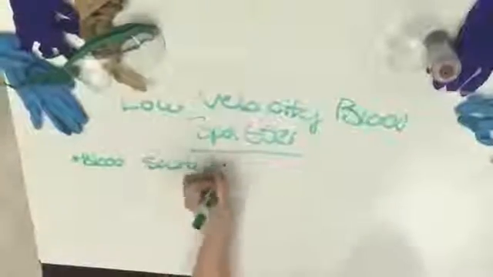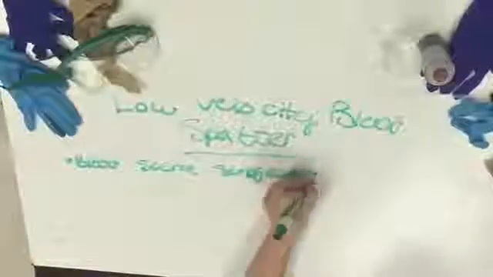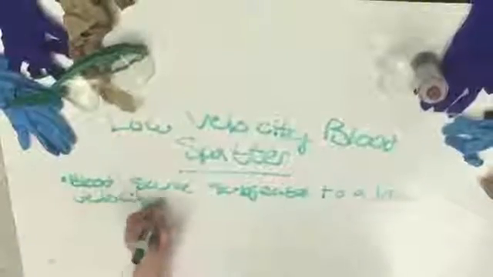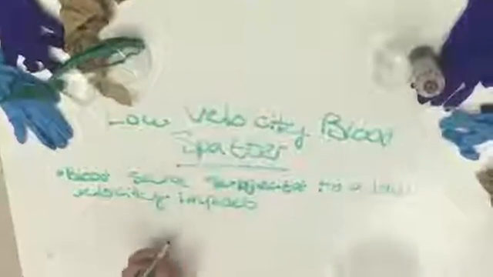Low-velocity blood spatter spots are normally 4 to 8 millimeters, some smaller, some bigger, and are free-falling drops through gravity only. Low-velocity blood spatters are blood sources subjected to a low-velocity impact, less than 5 feet per second.